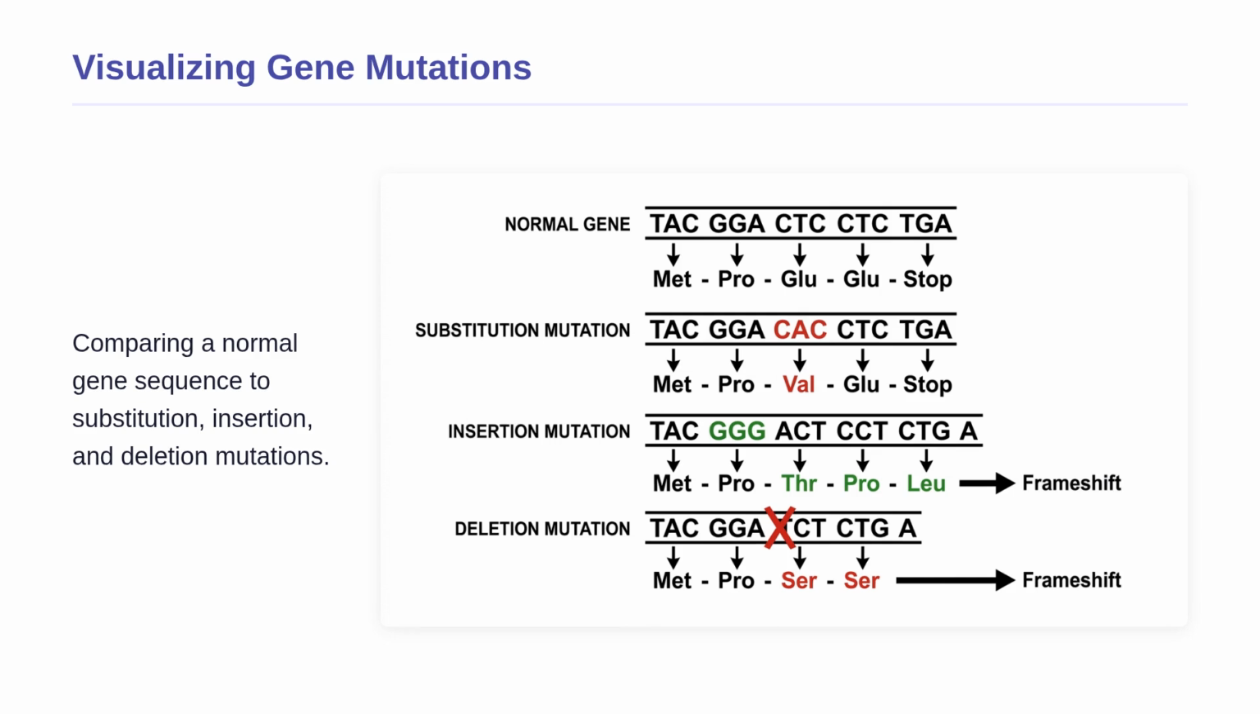On the right, we see an insertion mutation, where an extra base, highlighted in green, is added. Notice how this shifts every single letter to the right, completely changing the amino acid sequence from that point onward. Finally, at the bottom, a deletion mutation removes a base, marked with a red X, causing a similar frame shift. This visual perfectly demonstrates why frame shifts are so much more destructive than simple substitutions.